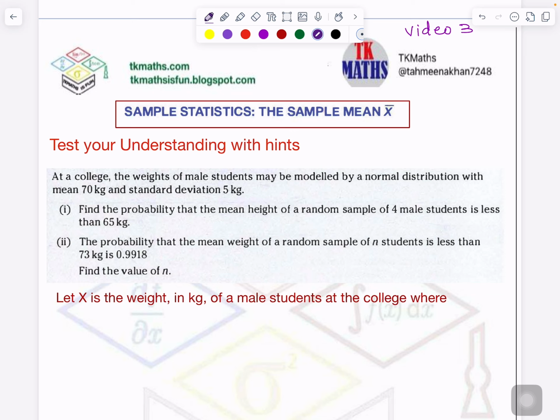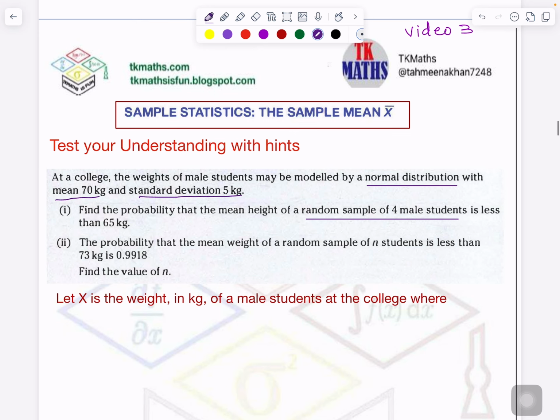So at a college, the weight of the male students may be modeled by a normal distribution. So it is given to you here that it is a normal distribution. Mean is 70 kg. Standard deviation is 5 kg. And part 1 is: find the probability that the mean height of a random sample of 4 male students is less than 65. So this is a question of sample mean.